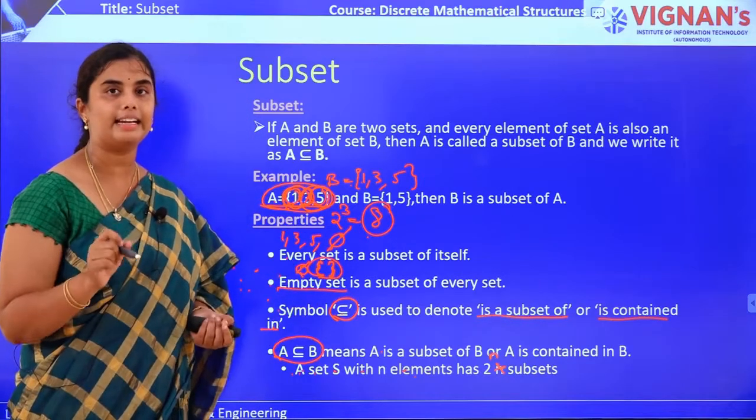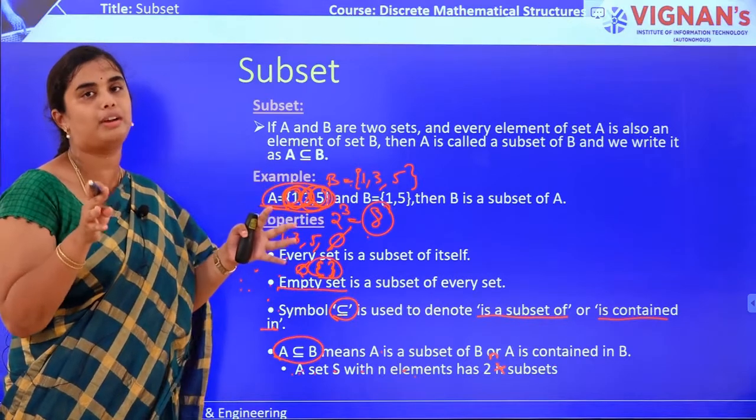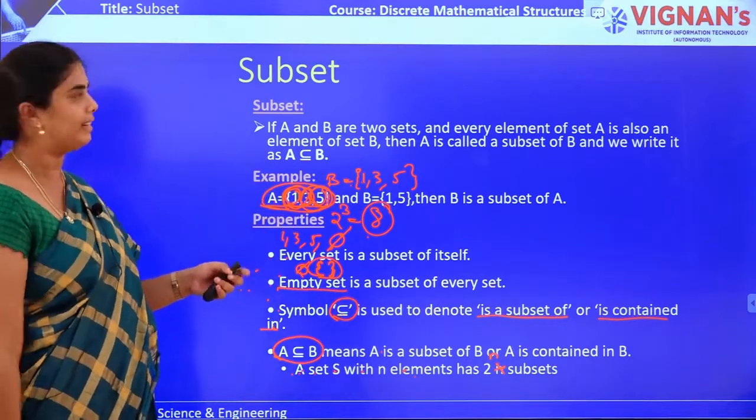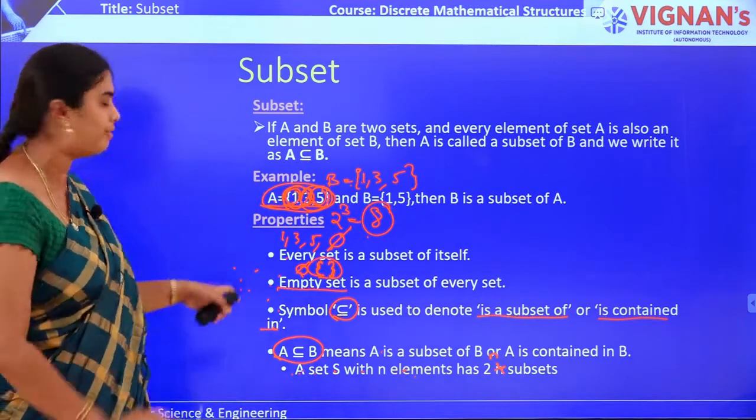Including this null character, it consists of 8 subsets. So these 8 subsets together are called the power set. Okay, this is the brief overview of subsets and the power set.